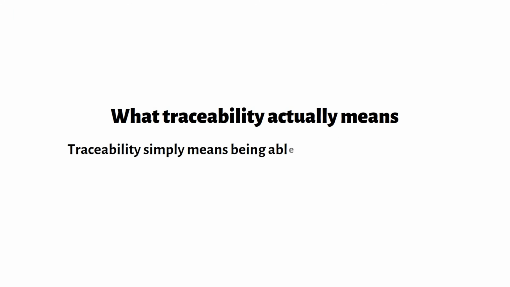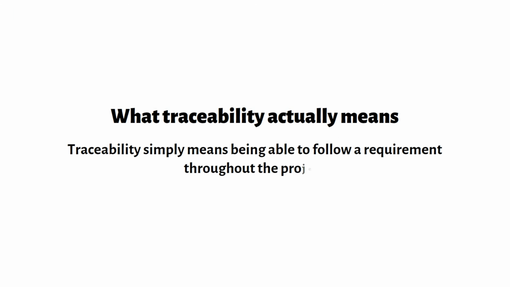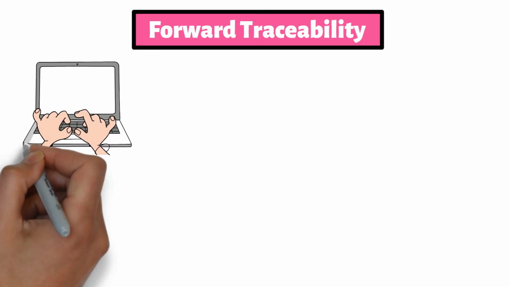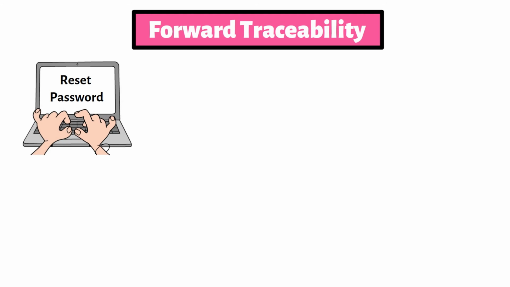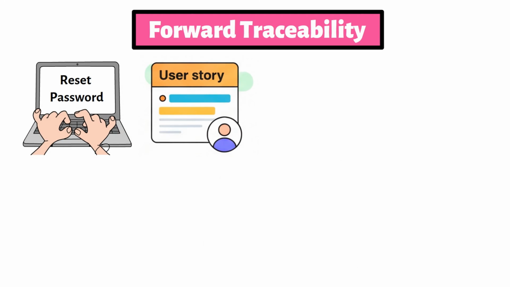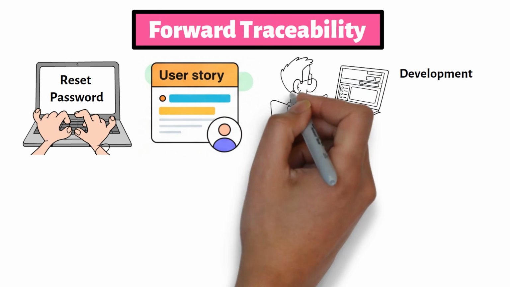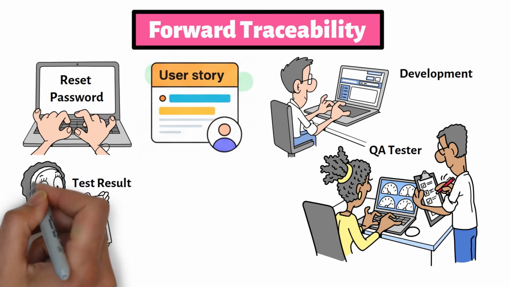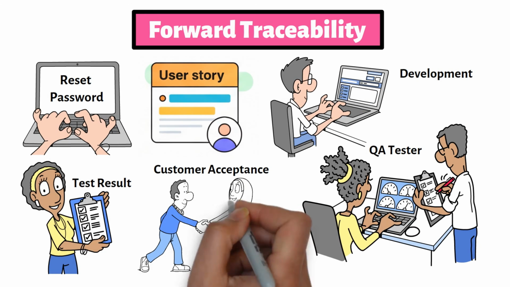Now that we've seen what an RTM contains, let's talk about what traceability actually means. Traceability simply means being able to follow a requirement throughout the project. There are two directions we can trace a requirement: The first is forward traceability. Starting with our password reset requirement, we can follow it through every stage of the project. It connects to the user story, which leads to the development work, then to the test case, the test result, and finally to customer acceptance.